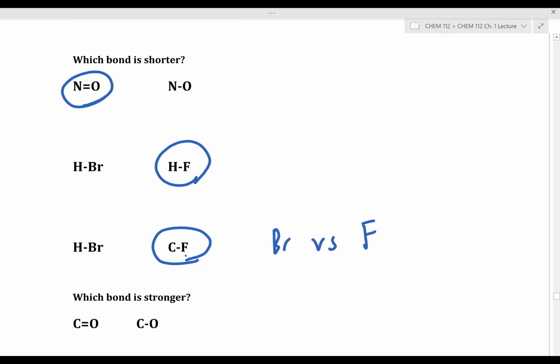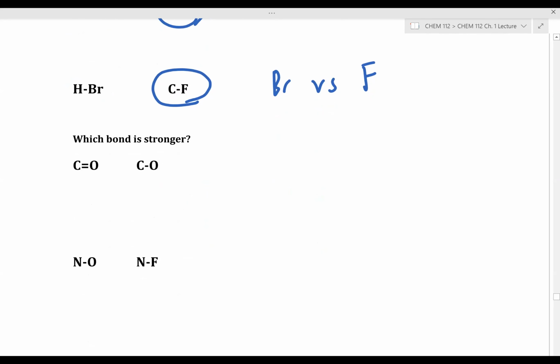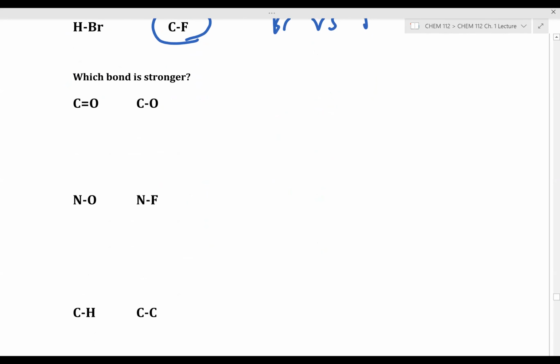Okay, let's now do these next set of examples together. Let's try to identify which bond is stronger. In general, what bond is stronger, a single or a double bond? Double bond. Okay, if we compare a nitrogen-oxygen to a nitrogen-fluorine bond, in terms of bond polarity and electronegativity, as well as atomic size, what atom is smaller and more electronegative? Yep, fluorine is smaller and more electronegative, so it has the shorter, stronger bond. Does that make sense to everyone?